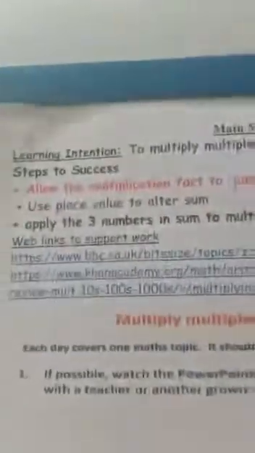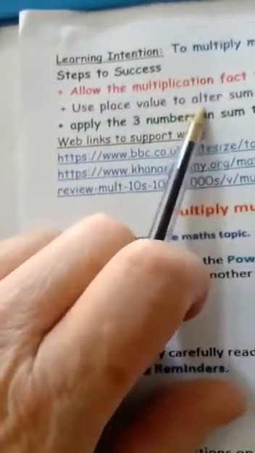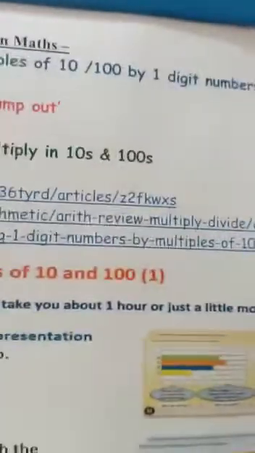The main maths, we're going to multiply multiples of 10 and 100 by 1-digit numbers. So we allow the multiplication fact to jump out, use place value skills to alter the sum, and then apply the 3 numbers in the sum to multiplying 10s and 100s. There's some good web links there. Follow them, get a good understanding.